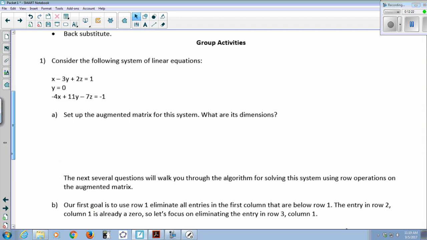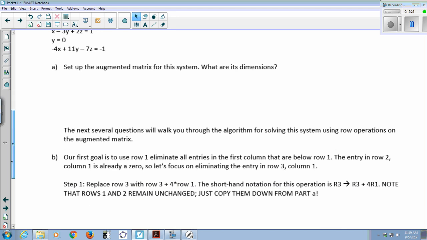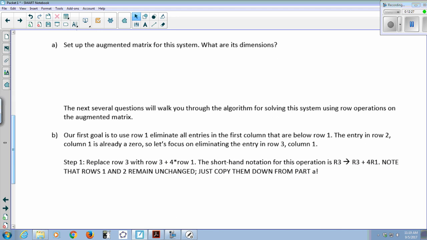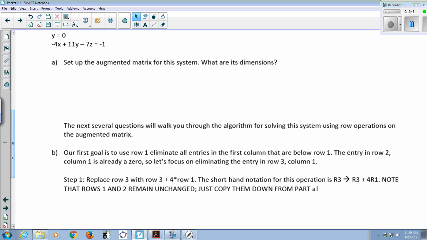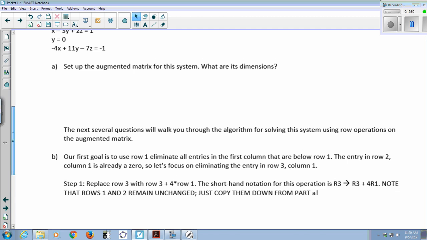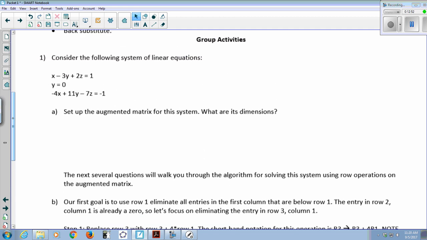All right, so in your group activities, this will guide you through step by step, each step of the algorithm process. So don't feel like you have to write down this system of 3 equations, 3 unknowns, and solve it and know how to do it with the matrix. First, write down the augmented matrix. That's just the matrix with the line. And then the next several questions walk you through the algorithm for how to solve it. So you can go ahead and start that. Let me know if you have questions. I'll help.